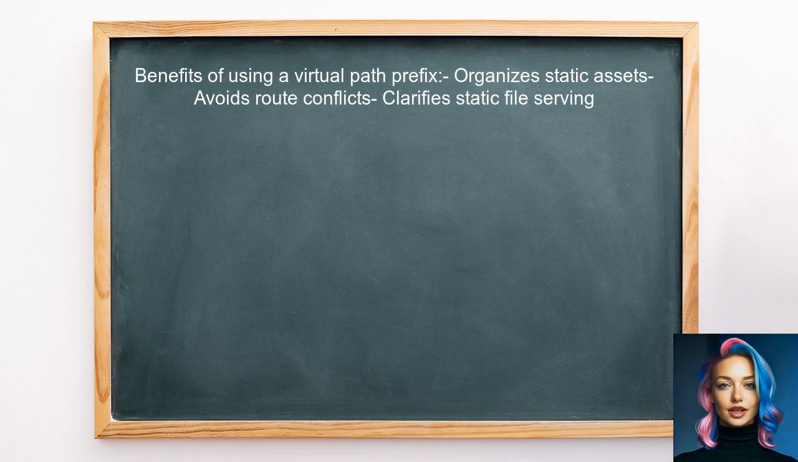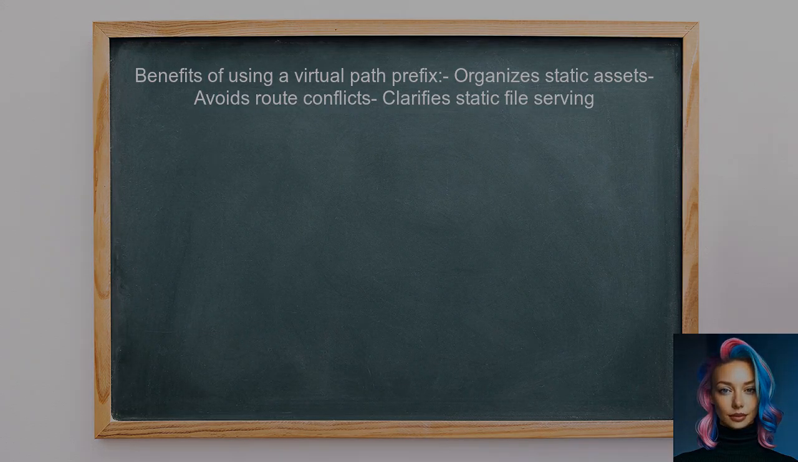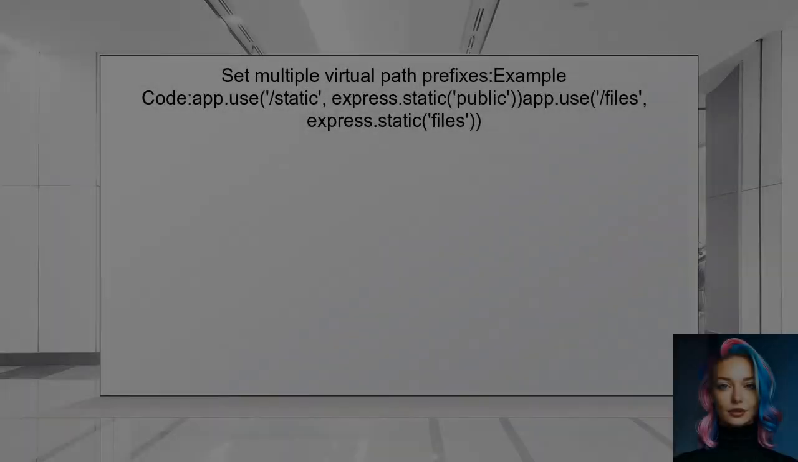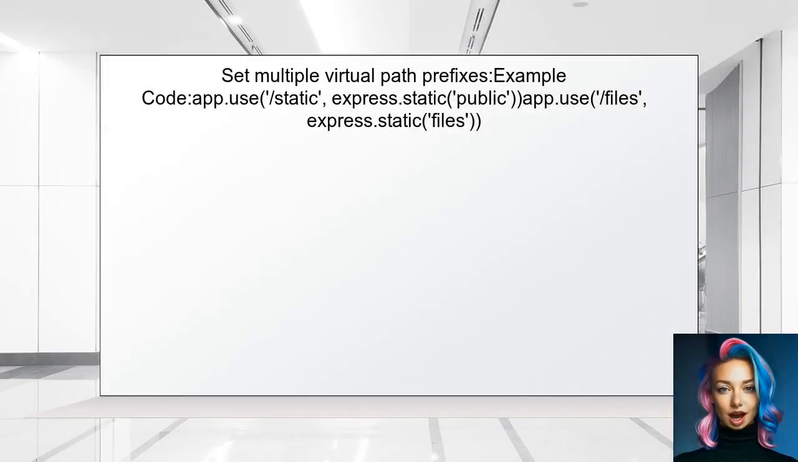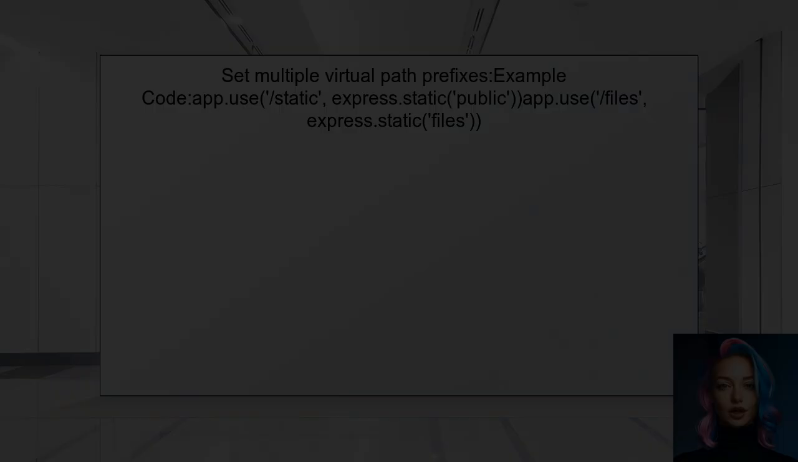Using a virtual path prefix is beneficial for organizing static assets. It helps in avoiding conflicts with other routes in the application and makes it clear that these files are served statically. Additionally, the user can set multiple virtual path prefixes for different static directories. This allows for better management of assets across various parts of the application.